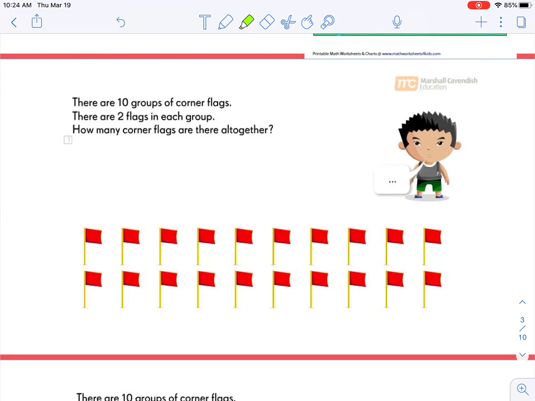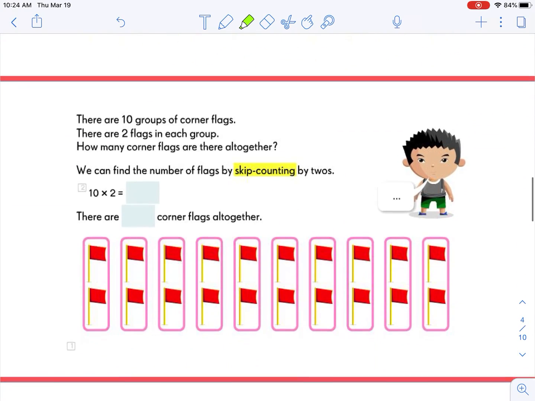Okay, here's the problem. There are 10 groups of corner flags. There are 2 flags in each group. How many corner flags are there all together? When I see this word all together, that tells us that we're either going to do repeated addition or we're going to multiply, all right? We also see that there are 10 groups of corner flags and there are 2 flags in each group, okay? Let's go down here, okay?